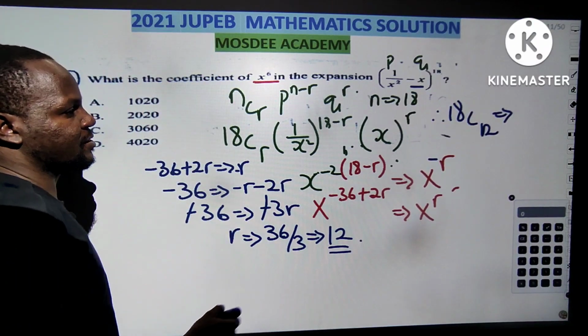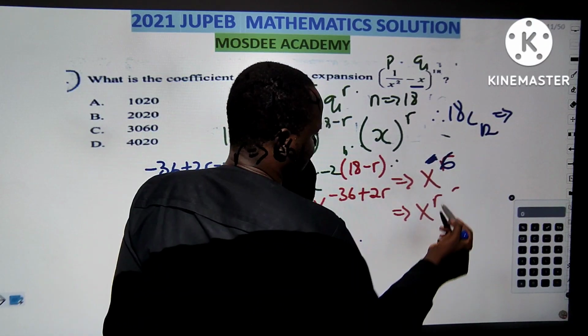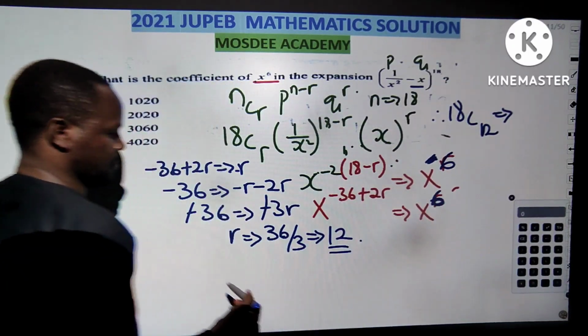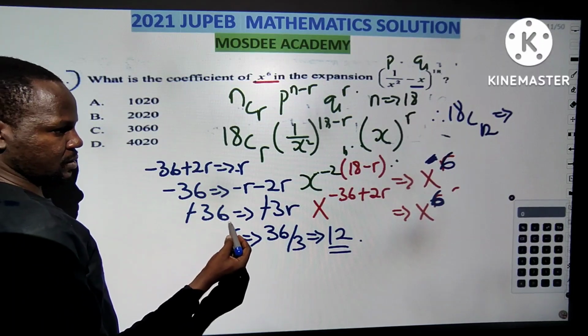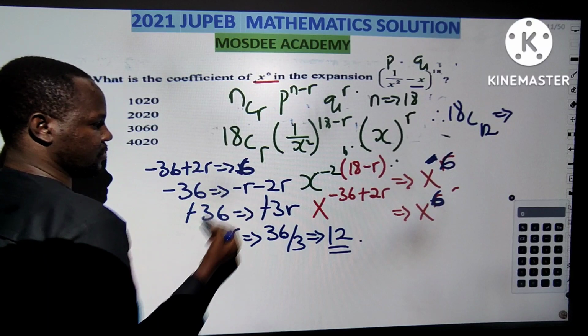We are looking for x raised to power 6. This is my mistake. This is 6. X raised to power 6, because I'm equating it to the 6th power. So that's the mistake I'm having. So it should be 36 plus 2r is equals to 6. So that's the mistake, guys.